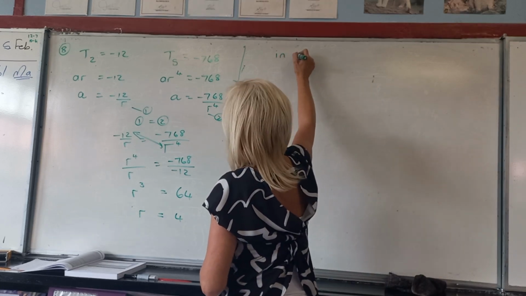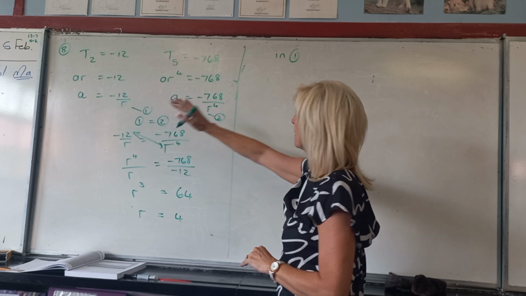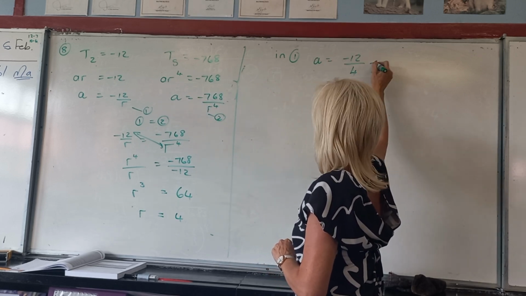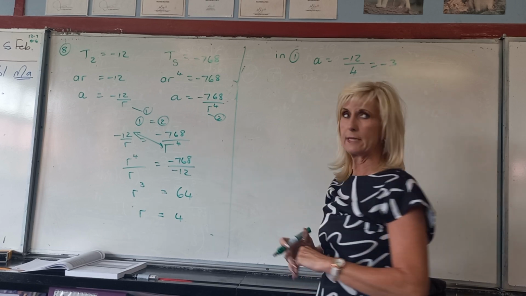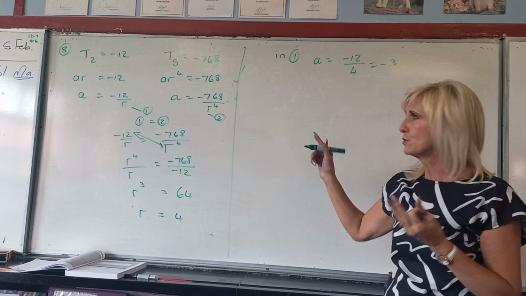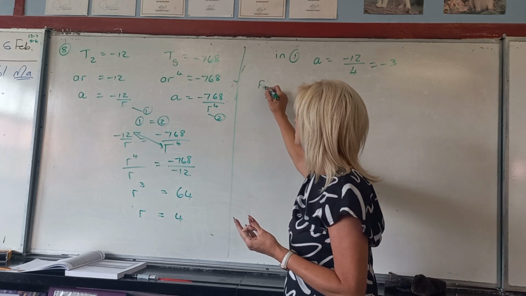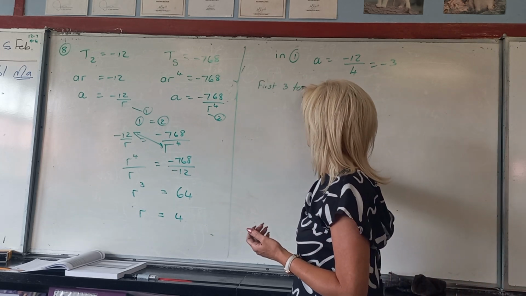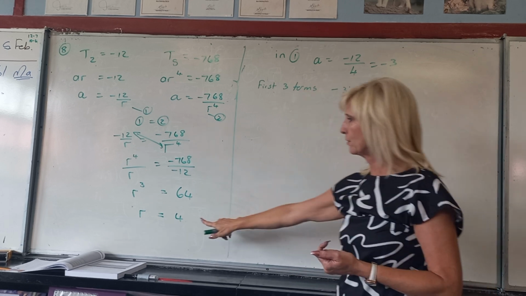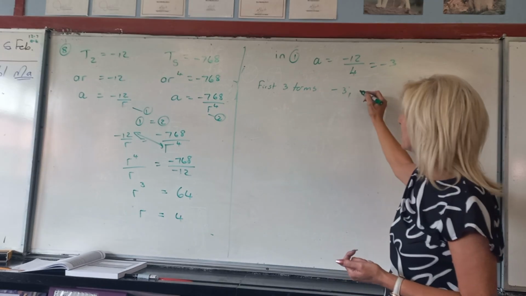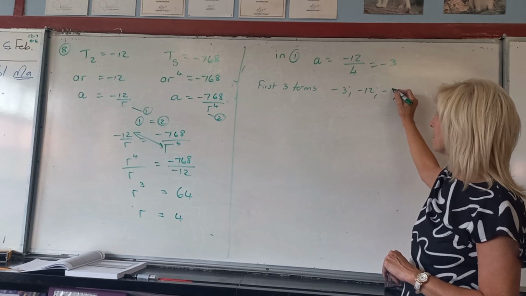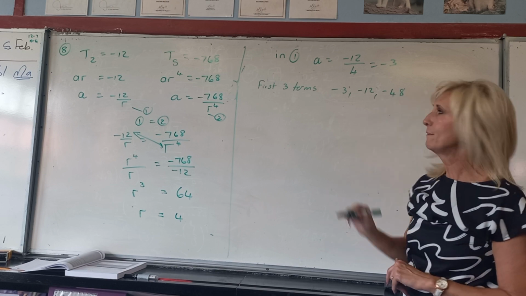How am I going to get there? Go back to either one of them. So A would be equal to minus 12 over R, that is 4, so that's negative 3. Yeah, at least I've got now A. I'm still not done. I've got the first term, but I don't have the first 3 terms. So the first 3 terms are negative 3 is the first one, and then you times by 4, and you times by another 4.